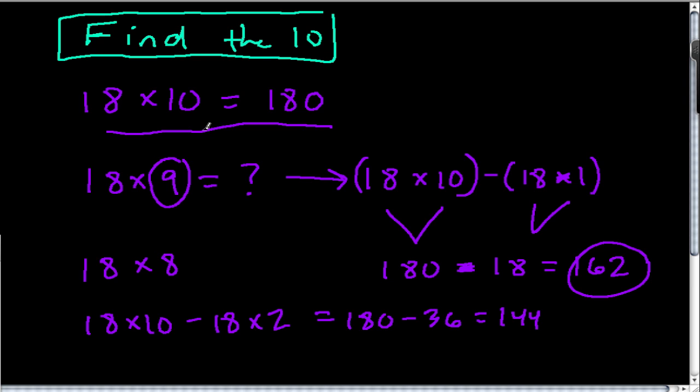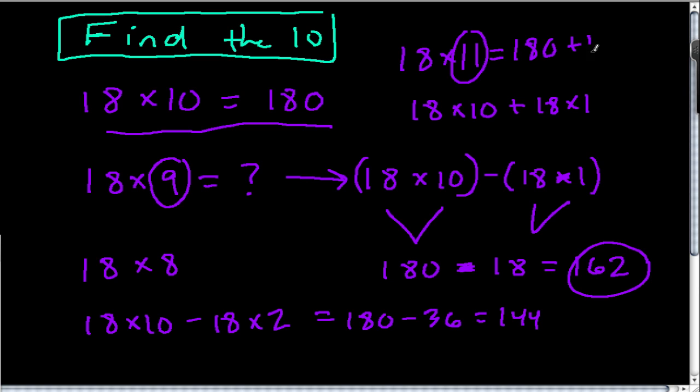And it works for numbers bigger than 10, so if we had 18 times 11, you can think of it in a similar way, except now this 11 is just one higher than the 10. So you can think of it as 18 times 10 plus 18 times 1, and we'd add them, so it would be 180 plus 18, so 198.